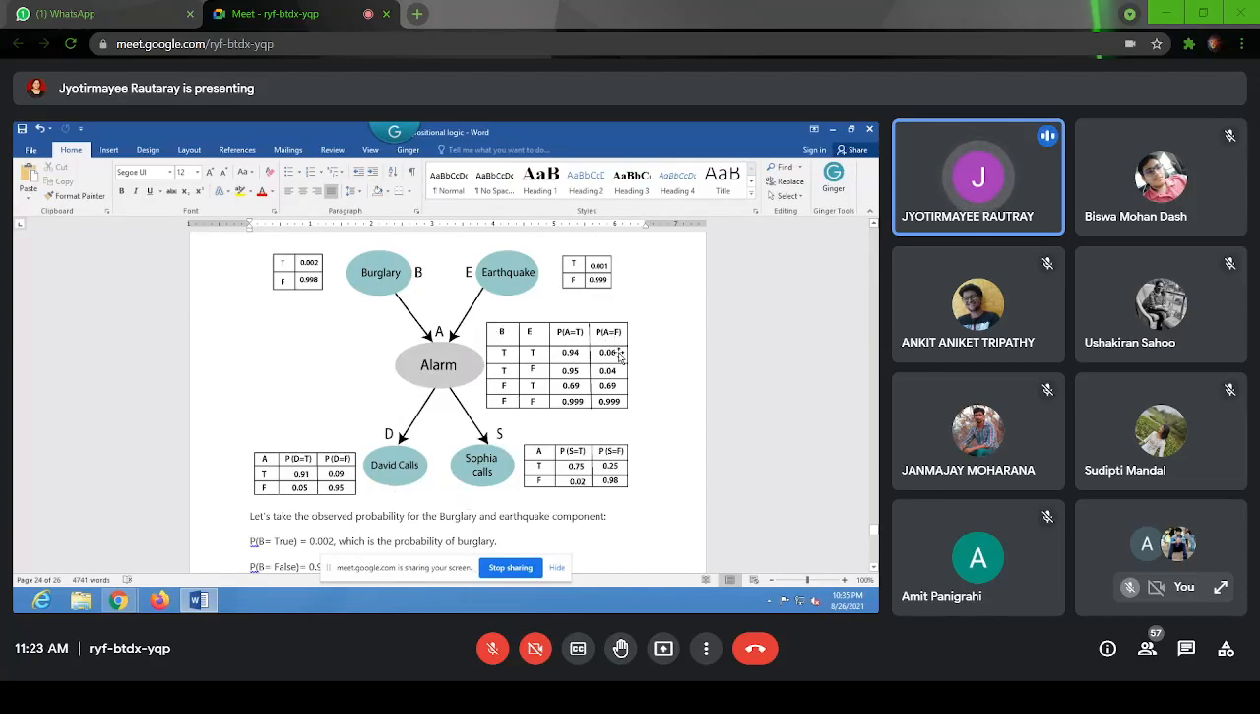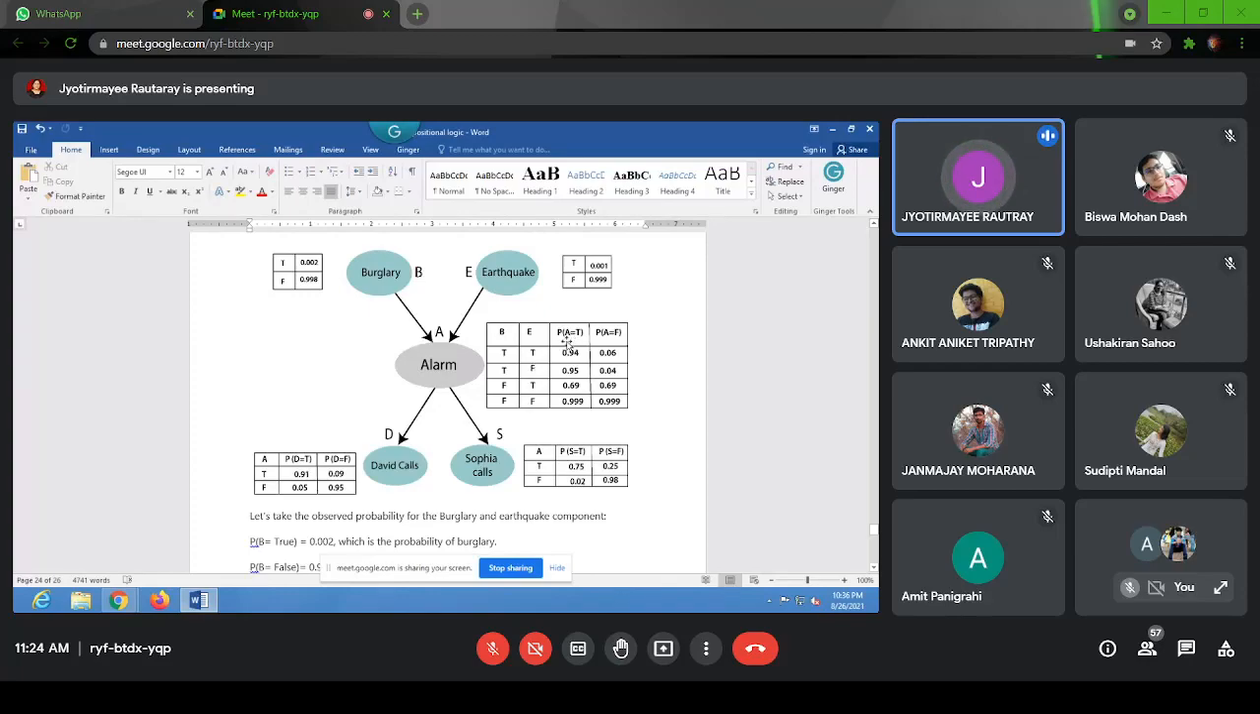This truth table is nothing but your conditional probability table. Suppose B and E are given. What is the truthness of your alarm sounding? In case of B and E, two variables, your truth table will contain four outcomes, 2 to the power 2: true true, true false, false true, false false.